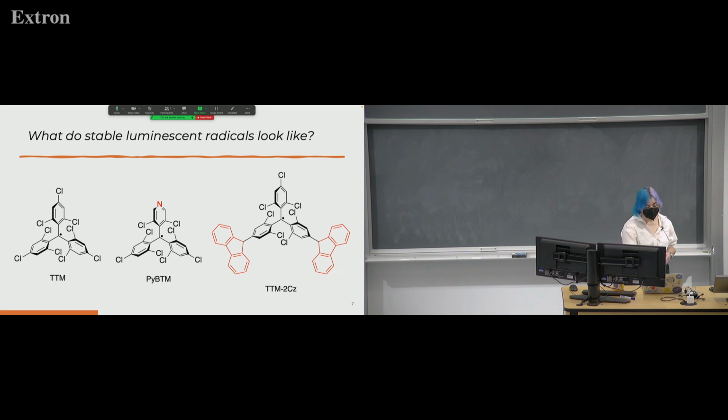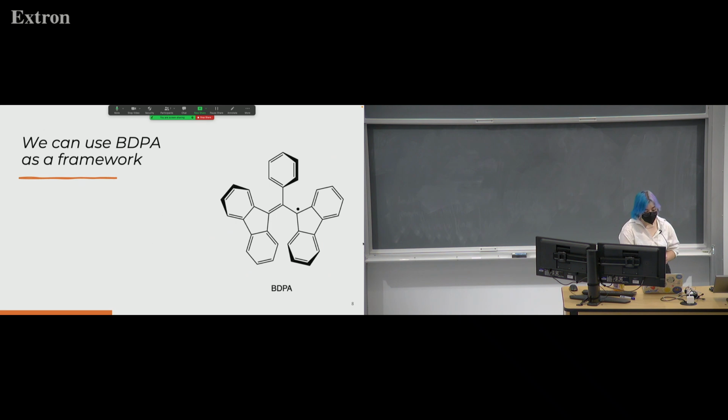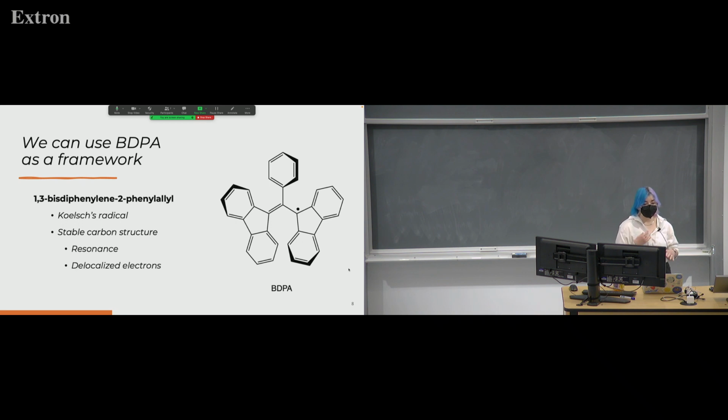And so for our particular research project, we are looking at BDPA as our framework for that radical structure. So BDPA is 1,3-bis-diphenylene-2-phenylallyl, also known as Kolsch's radical. It has been very well studied and is known to have a very stable carbon-based structure. And that has to do with the resonance that it has and the delocalization of electrons.